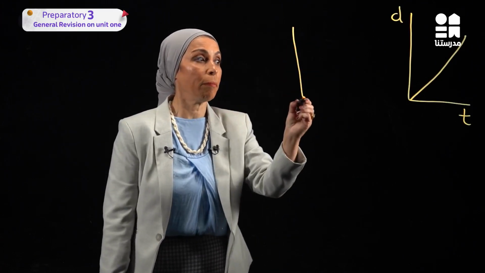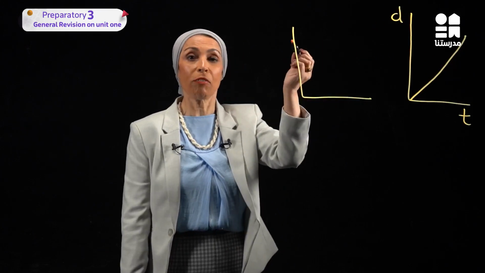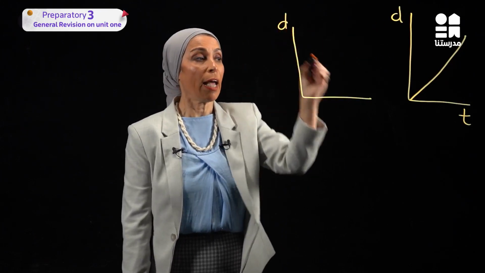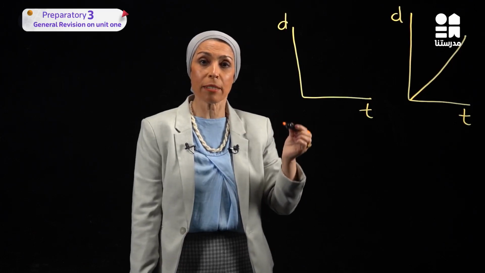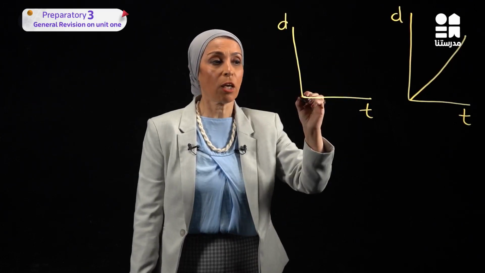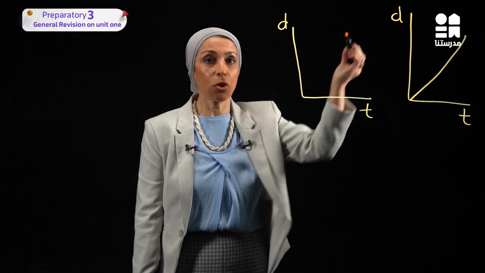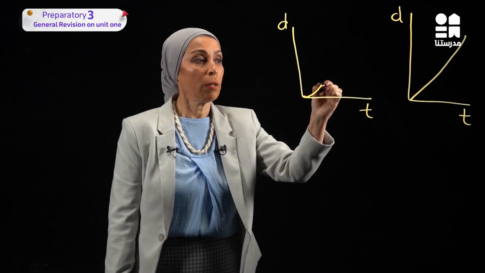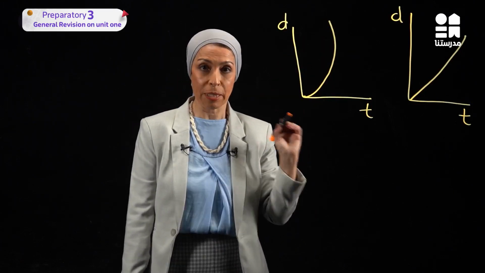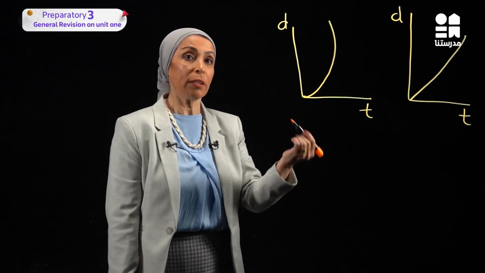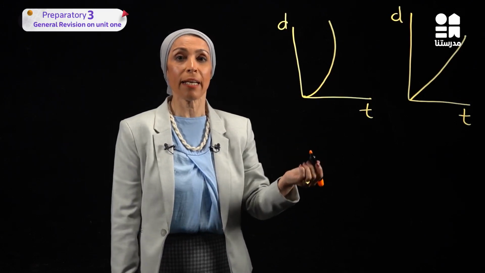Now, if I want to draw a graphical relation representing non-uniform speed, I said speed again, so what are the factors here? Distance and time. But in this case it is non-uniform. Non-uniform, I said, is a curved line starting from the origin, or maybe not from the origin, so it's a curved line representing non-uniform speed.